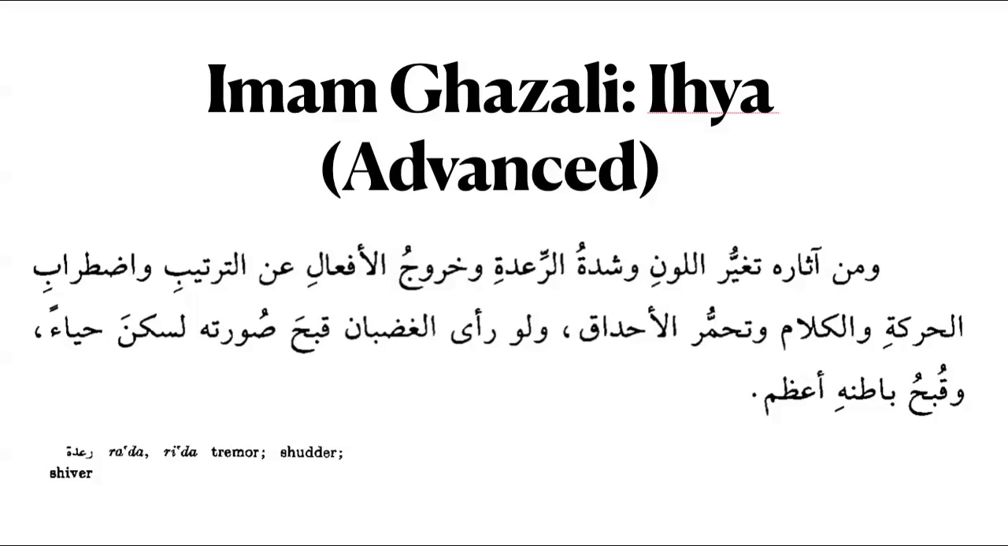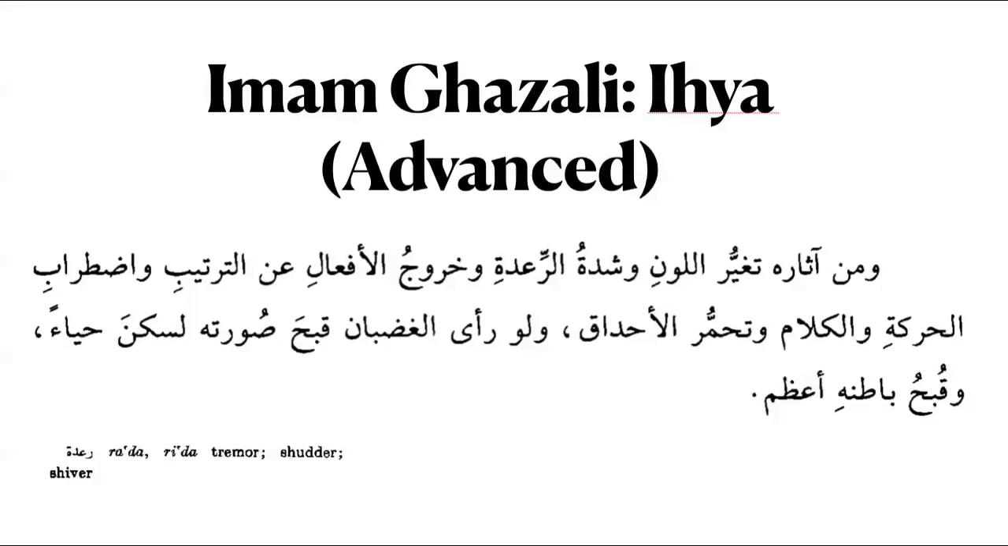وَمِنْ آثَارِهِ تَغَيُّرُ اللَّوْنِ. Form 5 means to change, be changed. And from its effects, i.e. effects of anger, are changing of one's color. وَشِدَّةُ الرِّعْدَةِ. And shidda is ma'tuf ala taghayyuru. That's why they both are marfu'. And having intense trembling or shaking.